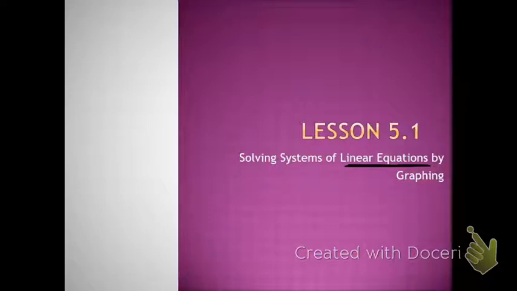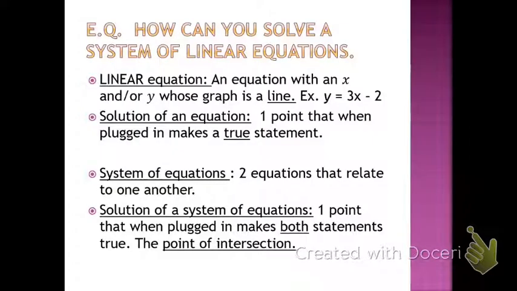Now, today we're going to be looking at systems of linear equations, and there's two forms that you're going to see. You're going to see the standard form, and you're going to see the slope-intercept form. Okay, you're not going to see point-slope form, but I just wanted to make sure it was still in there somewhere. All right, look at the essential question. It says, how can you solve a system of linear equations? So a linear equation, and we just talked about this, is an equation with an x and or a y whose graph is a line.